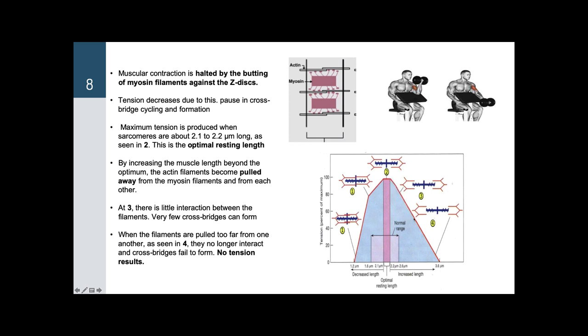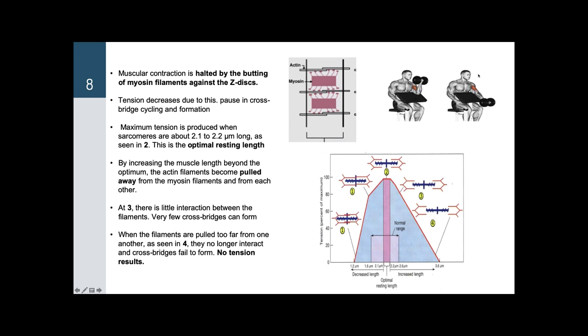Okay, so I want you to think about this position here. If we have a person that is fully extended, we would have a sarcomere that looks like this. And little tension can be produced here, because if you look at this sarcomere, you can see that myosin heads are not capable of interacting with actin because the distance is too far, which means very little tension can be produced.